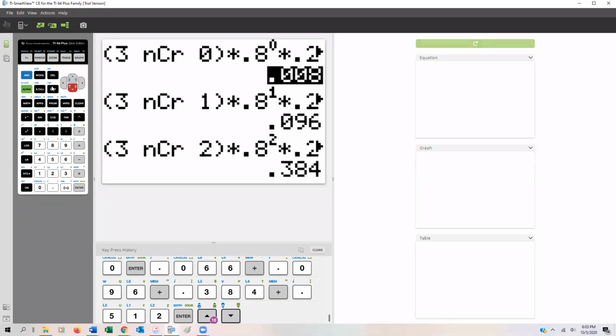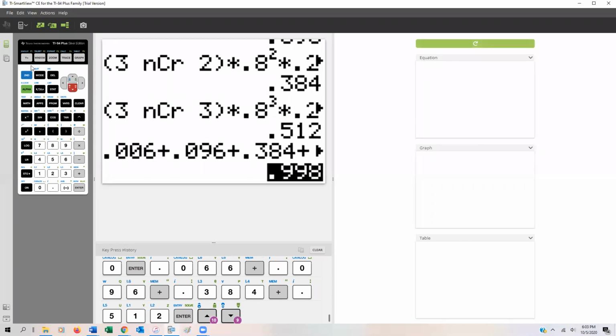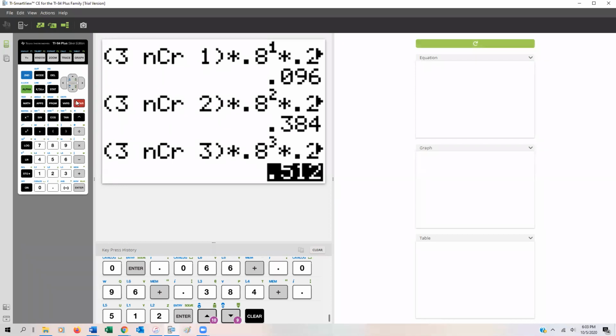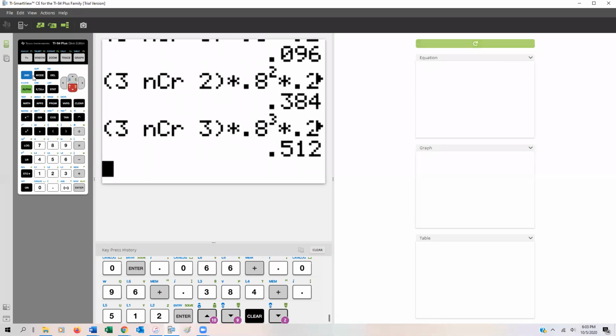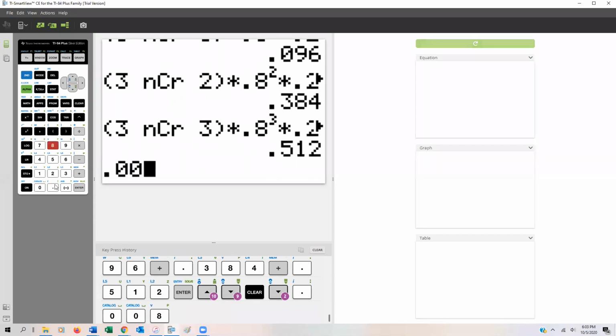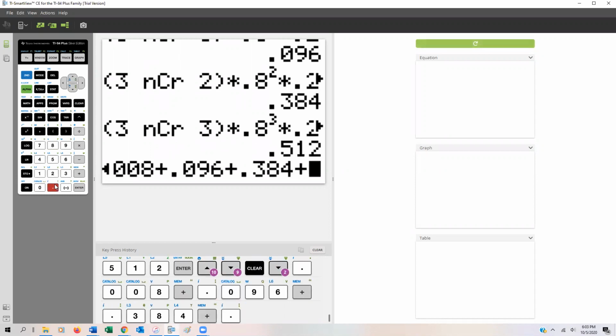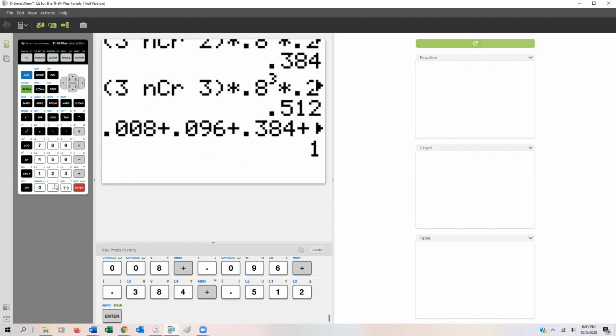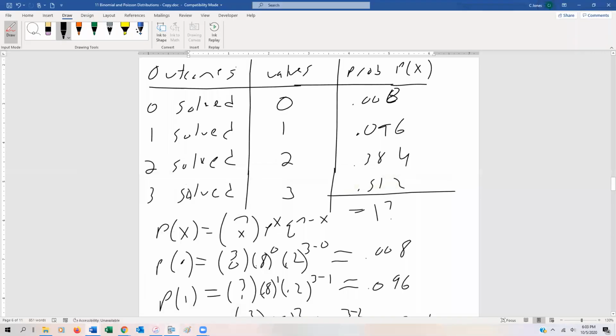And I bet you, if we just change this, let's clear that. So 0.008 plus 0.096 plus 0.384 plus 0.512. And that gives us exactly 1. Now, again, I picked really small numbers, so I knew it would work. All right. So yes, we've done this correctly. So that's how we construct our probability distribution.